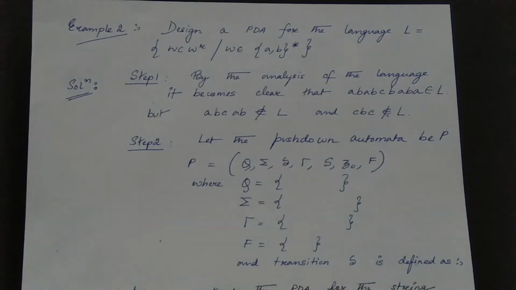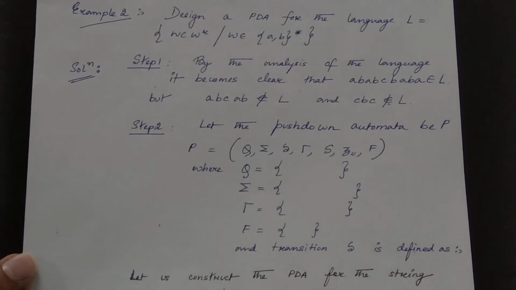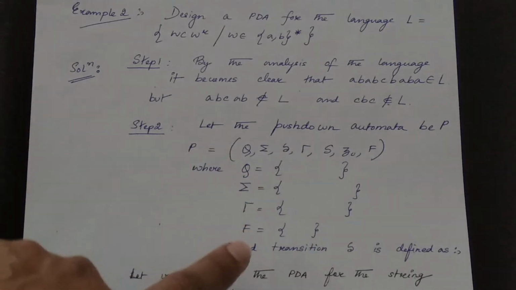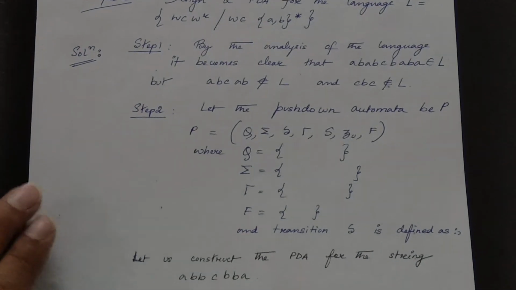The way of writing in your examination is that in step 1, you write down the analysis part, that is, what you understood from the analysis of the language, in your own words. I have already mentioned this in earlier video lectures. In step 2, you assume the pushdown automaton P and mention all the 7 tuples, initially keeping them blank, because you don't yet know the transition diagram. After drawing the transition diagram, you can fill in all these fields. Clear? And then finally you can draw the transition diagram if asked.